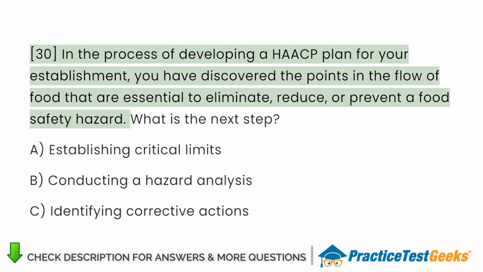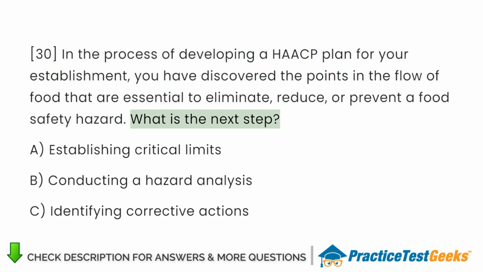In the process of developing a HACCP plan for your establishment, you have discovered the points in the flow of food that are essential to eliminate, reduce, or prevent a food safety hazard. What is the next step? A. Establishing critical limits. B. Conducting a hazard analysis. C. Identifying corrective actions.